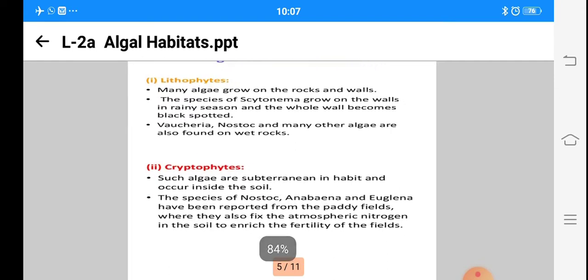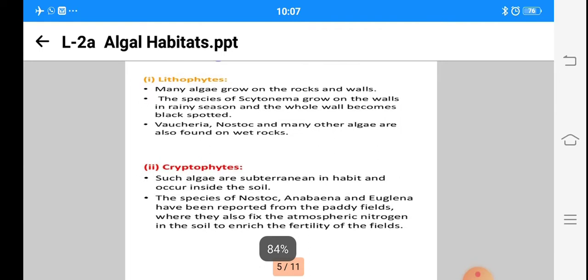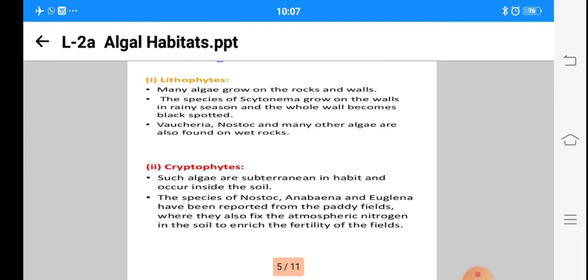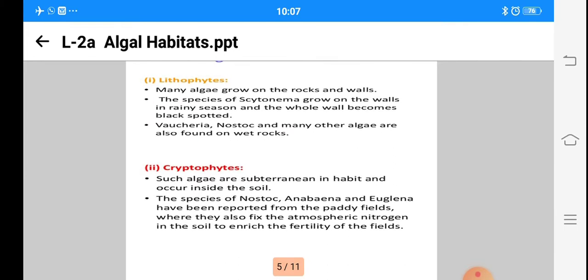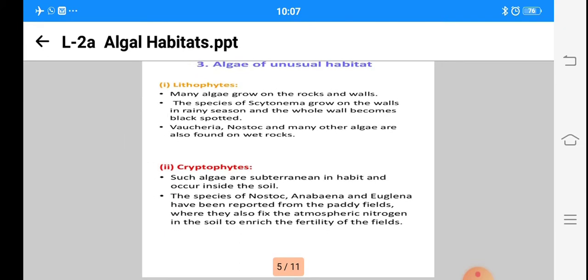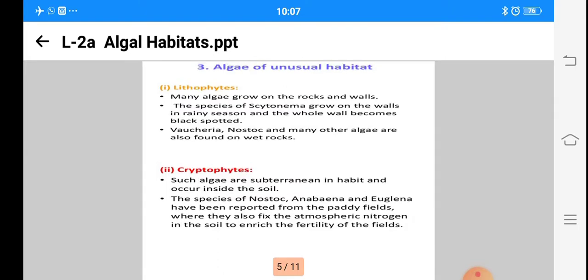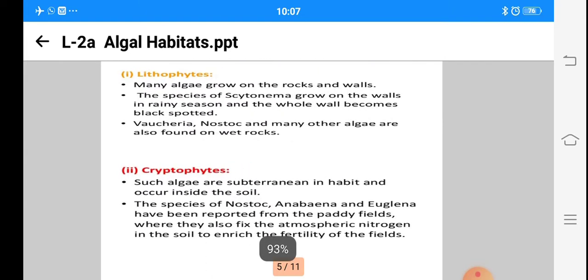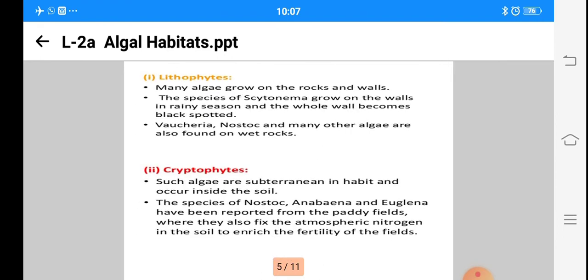Next, there are some algae of unusual habitats. Lithophytes: litho means algae that grow on rocks and walls. In heavy rainfall areas, suppose in parts of Konkan or Mahabaleshwar or other regions, after a sudden week of rain, they show on the walls. These algae are commonly reported as Nostoc colonies. Vaucheria, actually, is a freshwater alga, so it is commonly seen.